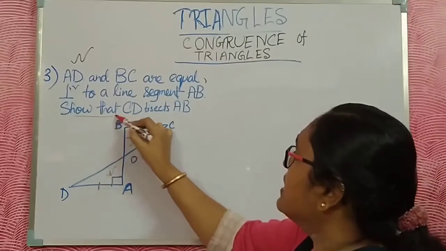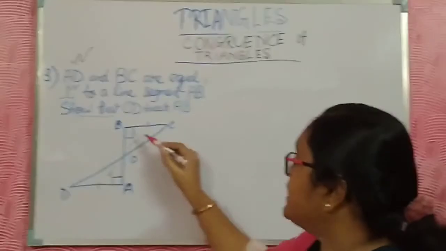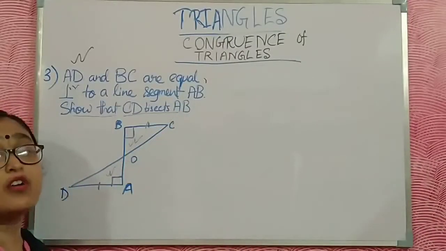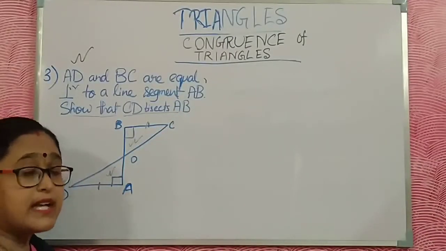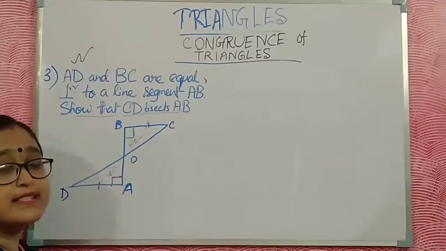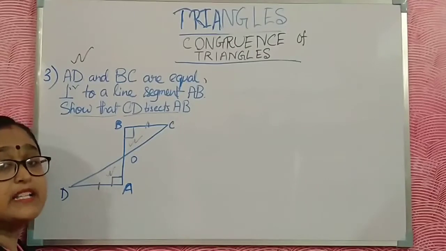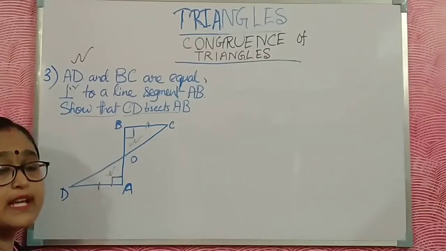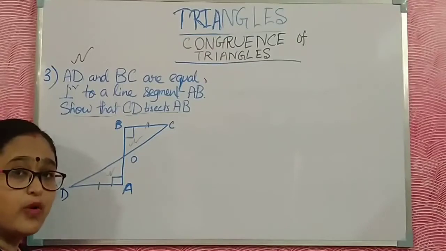To prove this, we want to prove these two triangles congruent. We just use the congruency property. First I prove these two triangles are congruent. By CPCT we can say these two sides must be equal.